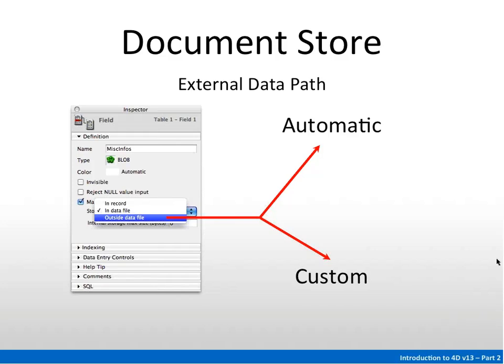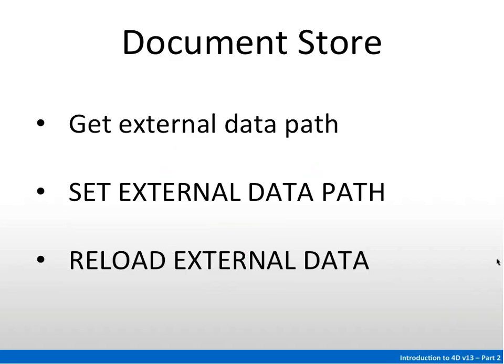That's pretty cool. The last little bit here is you need some commands in order to be able to use this new feature. The first two are fairly obvious. Get external data path and set external data path give you control over the path to that particular piece of data. I know I've mentioned pictures a lot, but I just want to reiterate, this is not limited to pictures. It can be used for pictures, blobs, or text.